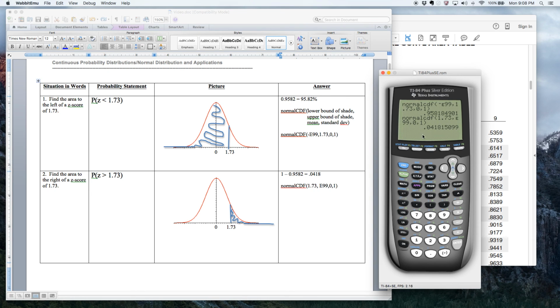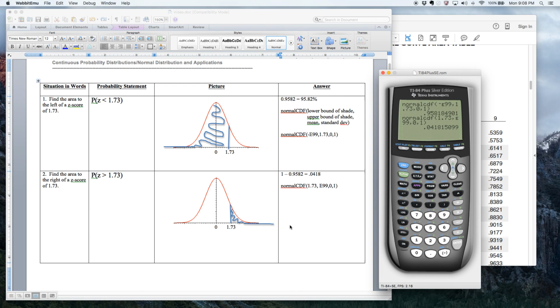Trust me, in the long run, the calculator is going to be the way to go because there are other features that this thing does, NormalCDF, that we're not seeing right now. All right, so just to rehash, infinity in the calculator doesn't exist, so we have to fake it. We use E99 or negative E99, depending if you're shading to the left or shading to the right.